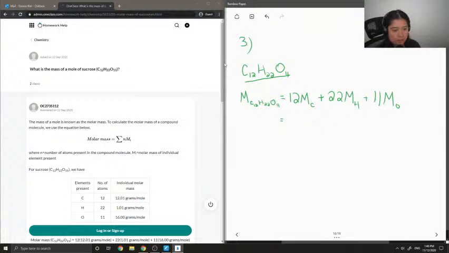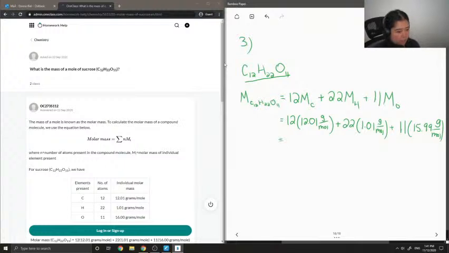So to find the atomic masses of each of these different elements, these are just the values you would find on your periodic table in grams per mole, or sometimes it's denoted as AMU. Still, the values are the same. So for the molar mass of carbon, it's 12.01 grams per mole. The molar mass of hydrogen is only 1.01 grams per mole. And the molar mass of oxygen is around 15.99 grams per mole.